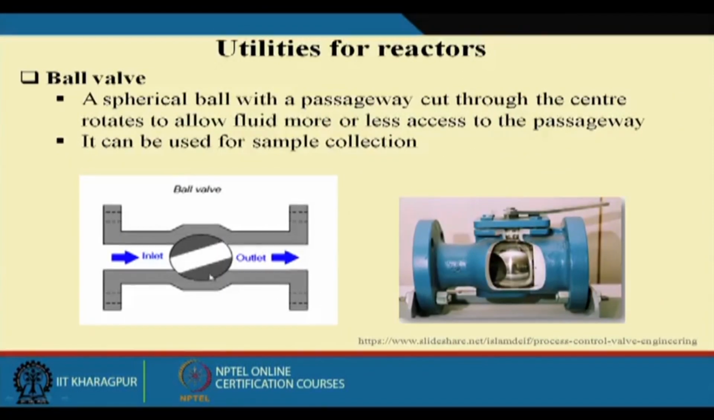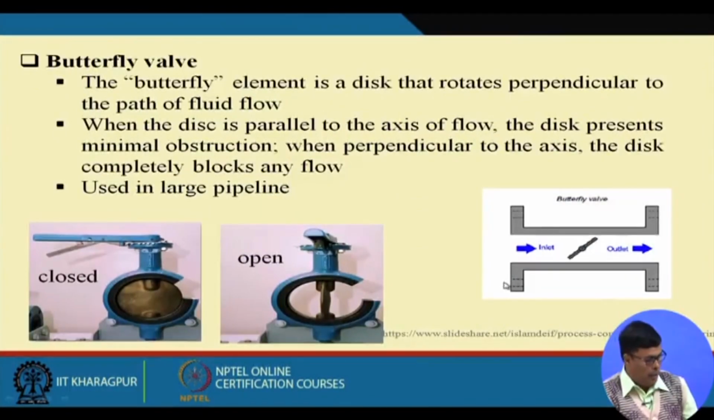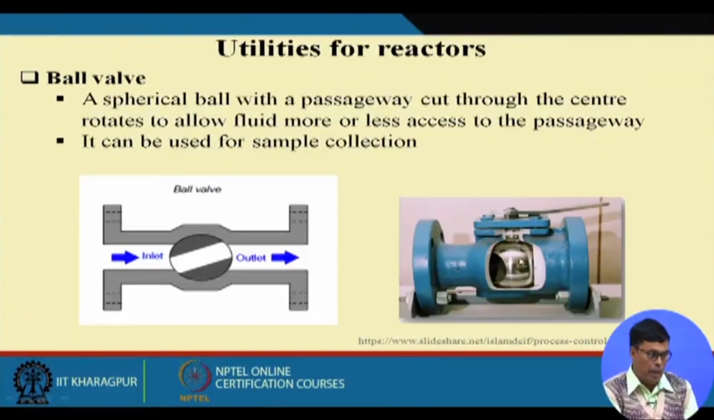Now, the ball valve, which I was talking about, is used for sampling purposes. The spherical valve with a passageway cut through the center rotates to allow the fluid more or less access to the passageway. It can be used for sample collection. Let me explain: you can see this is the valve, this is the ball, a circular thing. When you rotate it, it will close this whole part. This is the handle. If you turn it like this, then it will close. This is the opening inside.